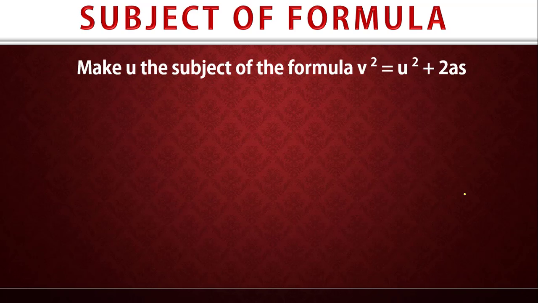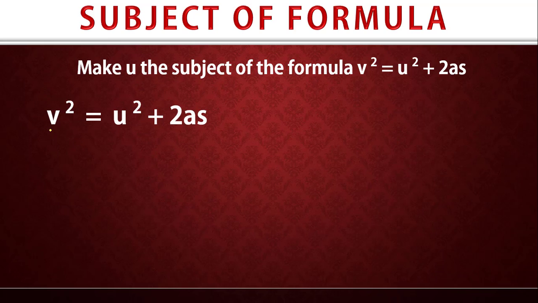In this example 2, we are asked to make U the subject of the formula. In between, we have V squared equals U squared plus 2AS. Write down the formula that you're given. Remember, we are asked to make U the subject of the formula. So this is where our U is. Our U is located here. So all we need to do, any other thing that we are not making the subject of the formula, we have to transfer it to the other side.